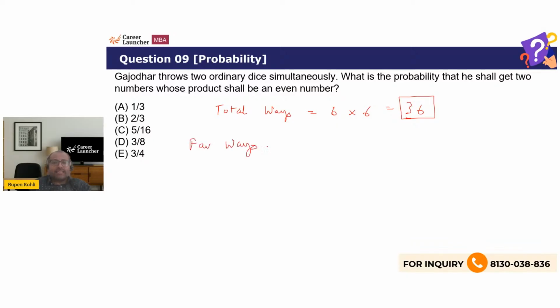Now in this case, favorable ways को डायरेक्टली काउंट भी कर सकते हैं, बट मैं पर्सनली सोचूं क्योंकि यहाँ पर क्या है, 2 नंबर्स का प्रोडक्ट इवन है, तो उसमें 2 केसेस बनते हैं, या तो दोनों इवन हो या फिर एक इवन हो एक ऑड हो. डायरेक्टली भी काउंट कर सकते हैं, राइट?